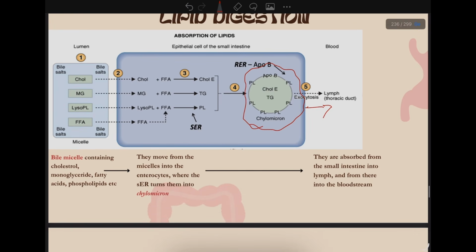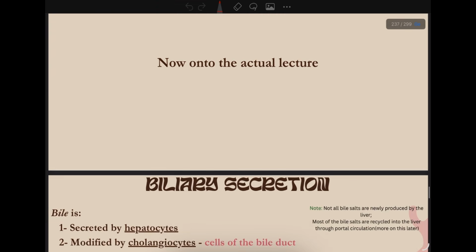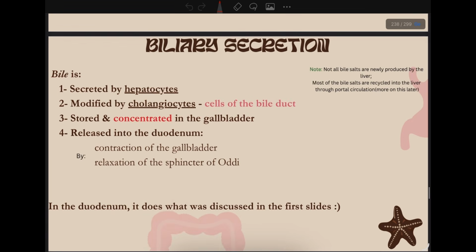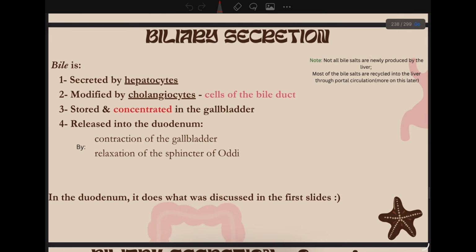This is all you should already know from Dr. Angelica's lecture, which is here, P9, I think, or P8. Anyways, now for the actual lecture. What is bile? Bile is secreted by hepatocytes, modified in the ducts by cholangiocytes, stored and concentrated in the gallbladder and released into the duodenum.